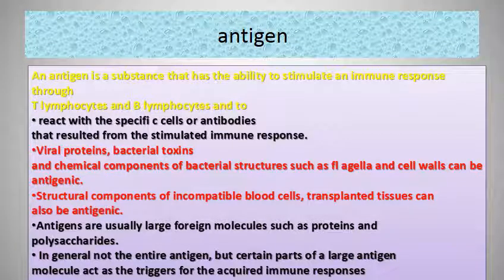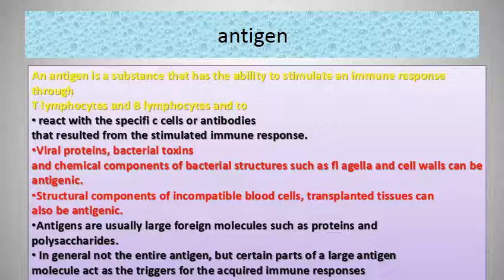Now, what is an antigen? An antigen is a substance that has the ability to stimulate an immune response through T lymphocytes and B lymphocytes and to react with specific cells or antibodies that resulted from the stimulated immune response. So, only if there is an antigen, an immune response can take place.